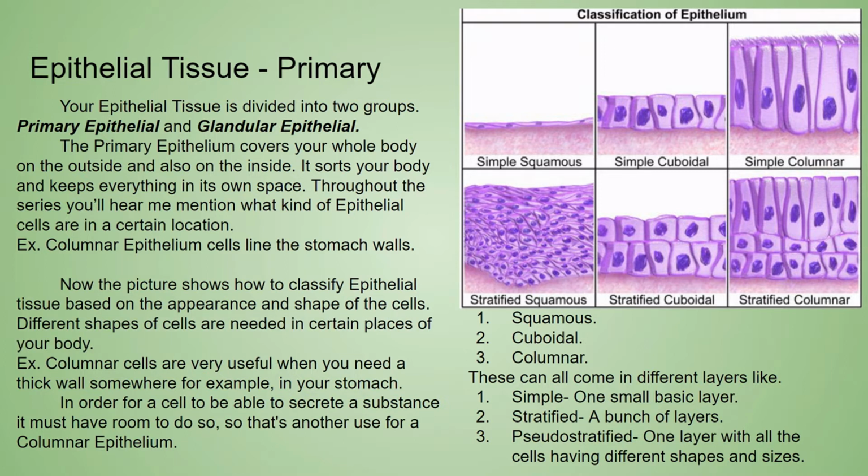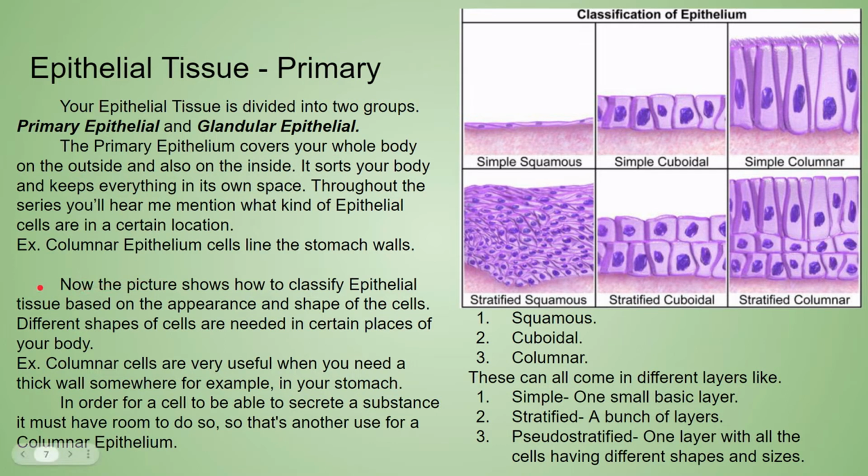Your epithelial tissue is divided into two groups, primary epithelial tissue and glandular epithelial tissue. The primary epithelium covers your whole body on the outside and also on the inside. It sorts your body and keeps everything in its own space. So that's the main focus of epithelial tissue, or at least primary epithelial tissue, is to keep everything sorted and protected. Throughout this series, you'll hear me mention what kind of epithelial cells are in a certain location.